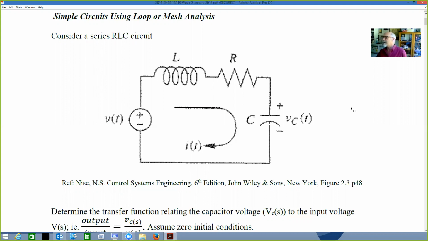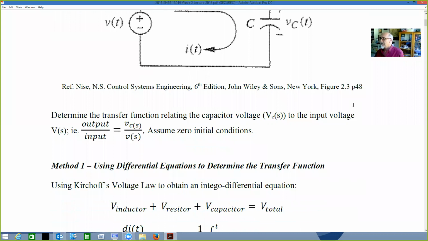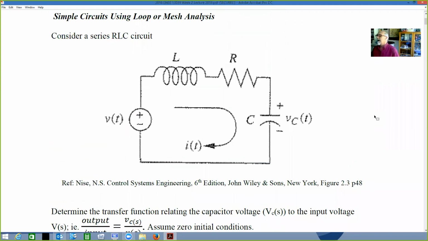So here we have a very straightforward RLC circuit, resistor, inductor, and capacitor. What we're going to do is go about modeling what's occurring in this particular circuit. So determine, in particular, the transfer function relating the capacitor voltage, VC of S, as a function of frequency, to the input voltage, V of S. So that's the output over the input, which equals VC of S divided by V of S, and assume zero initial conditions. So as we said, an RLC circuit, nothing startling about that.